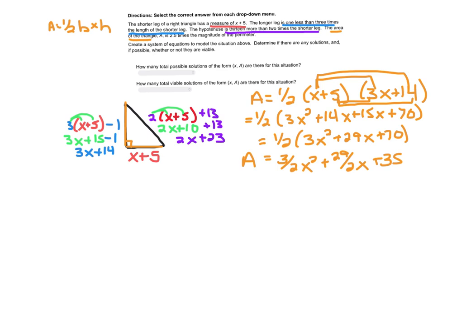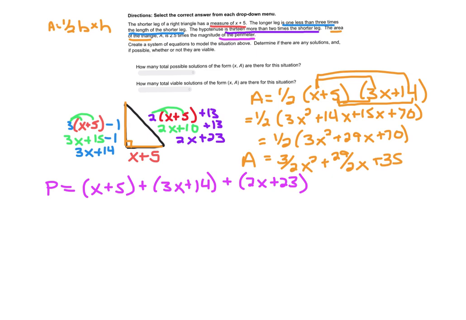Now that we have the area, the question says that that's 2.5 times the magnitude of the perimeter. So now we need to go back and find the perimeter. So as we go to find the perimeter, we do know that the perimeter is all of the sides added together of a triangle. So as I go to take the perimeter, it means I'm going to take my short side, x plus 5, plus my longer side, 3x plus 14, plus my hypotenuse, which was 2x plus 23.